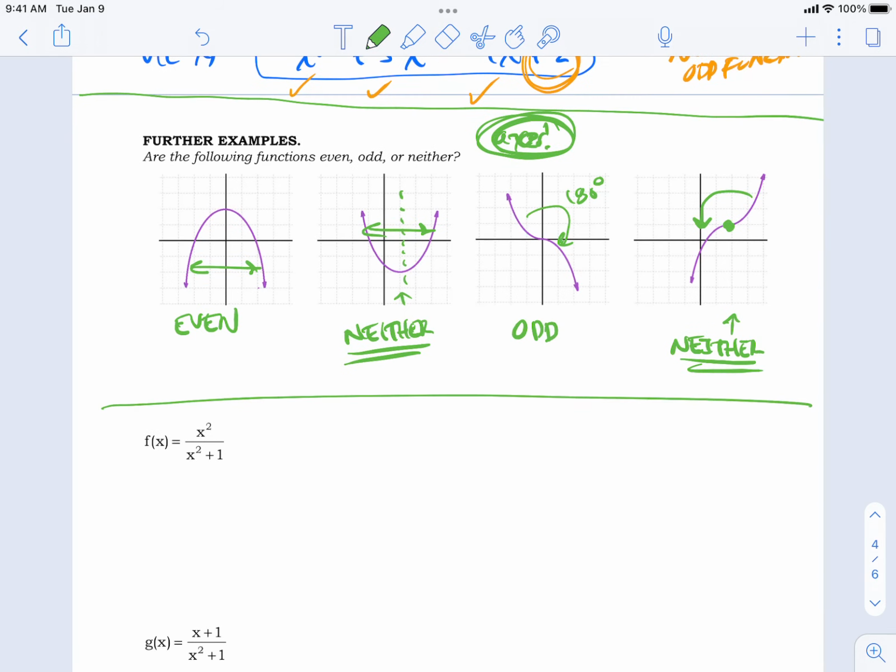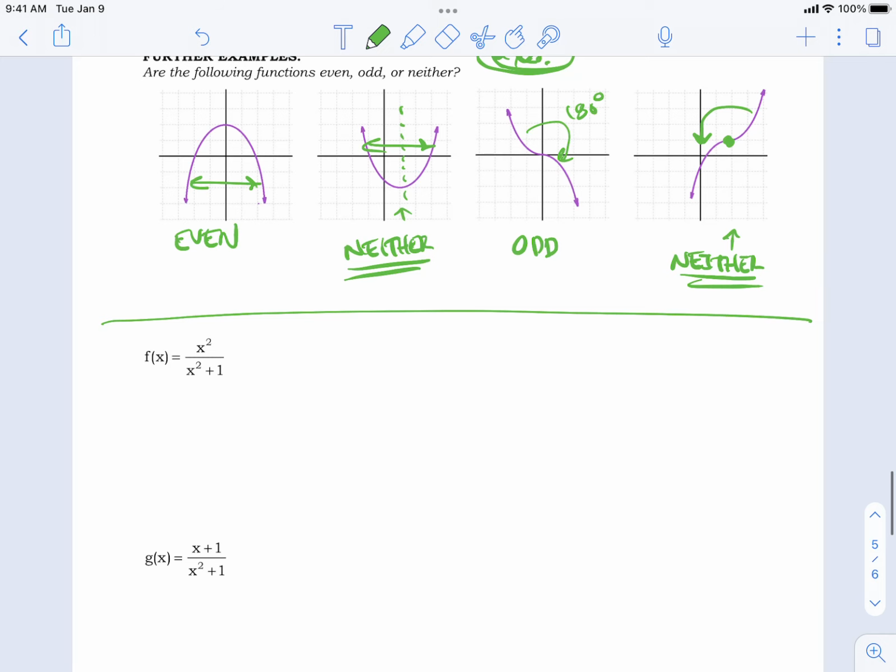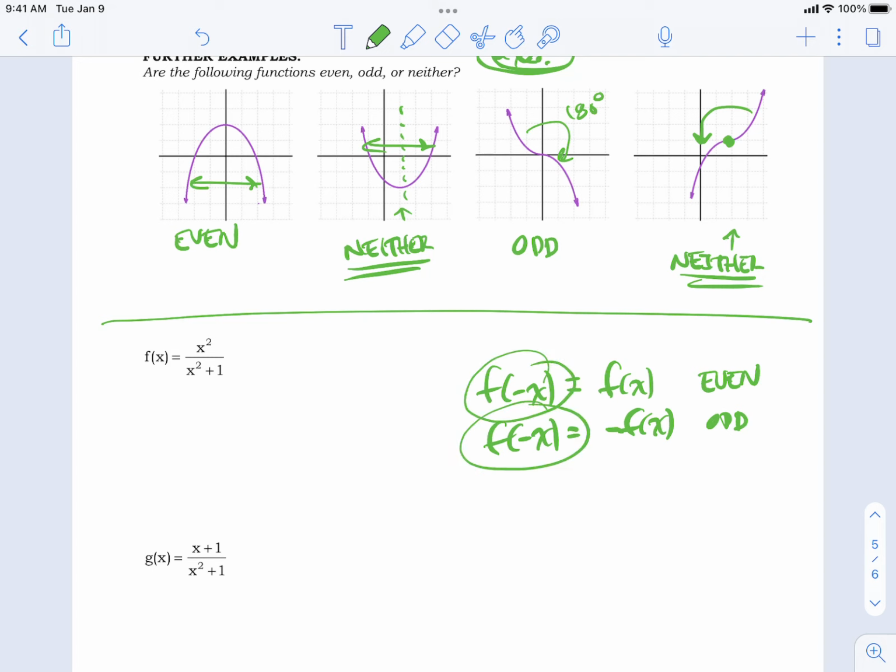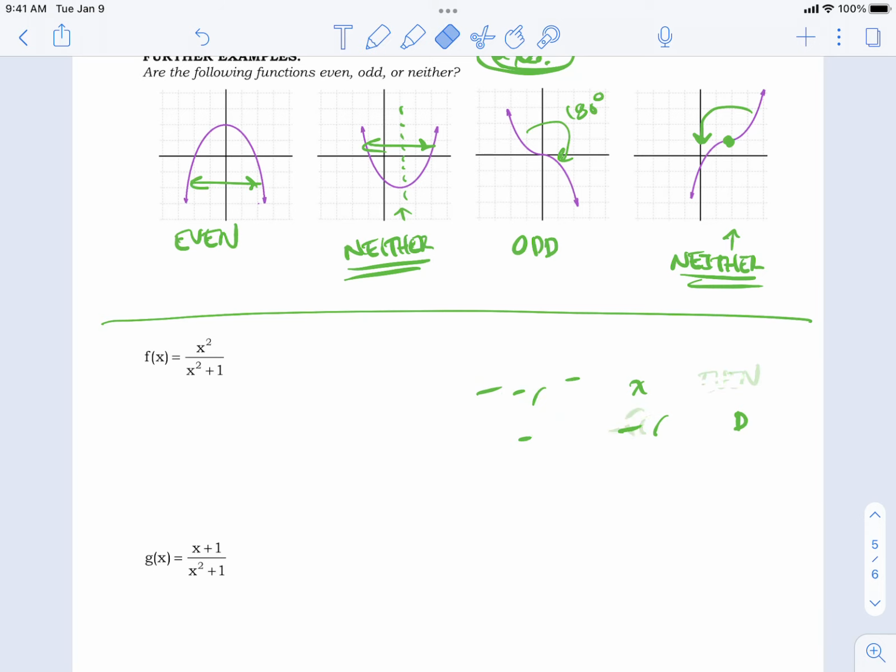Now with these, we'll go back to our old f of negative x trick. So recall that the two tests are, if this is true, it's even. If this is true, it's odd. Notice both of them start the same way: find f of negative x. The difference is that for an even function, you compare it to the original. To prove it's odd, you compare it to the opposite of the original, the negative of the original. Okay, so keep those things in mind.